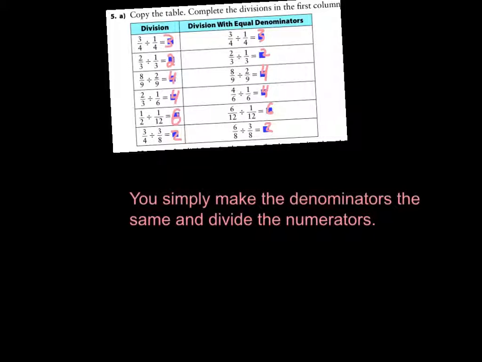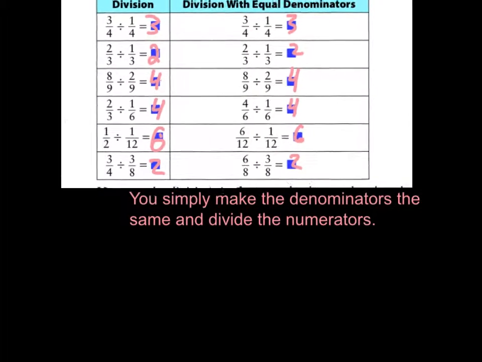Okay, there's the rule right there. The rule for dividing fractions with common denominators. So you can make the denominators the same if they're not already the same. And once you do that, you simply divide the numerators.